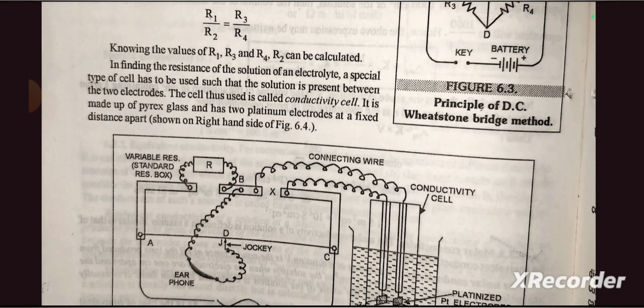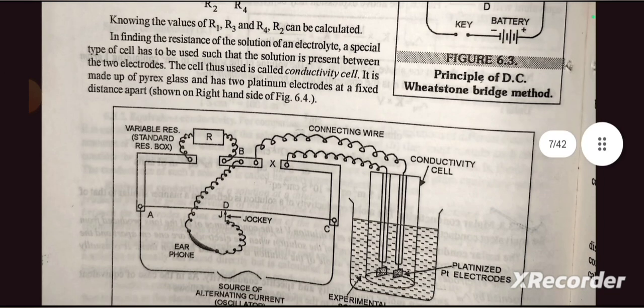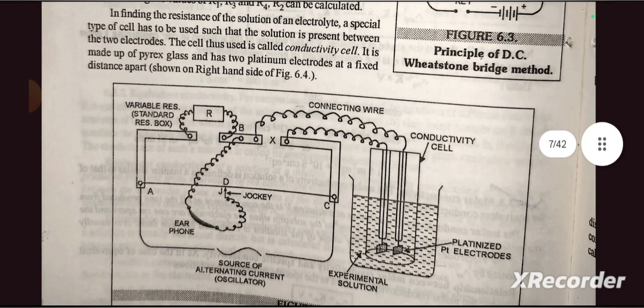In finding the resistance of the solution of an electrolyte, a special type of cell has to be used such that the solution is present between the two electrodes. The cell thus used is called conductivity cell. It is made up of Pyrex glass and has two platinum electrodes at a fixed distance apart, shown on the right hand side of figure 6.4.